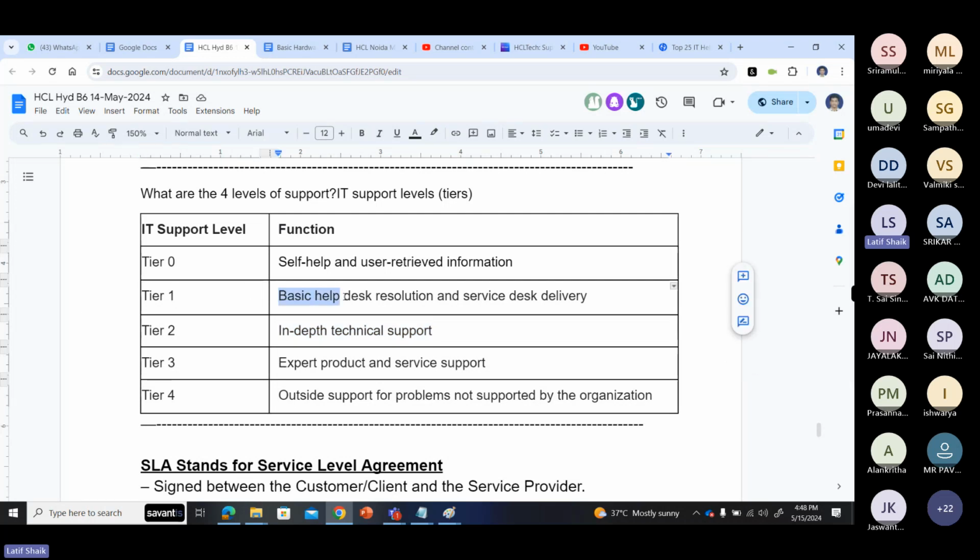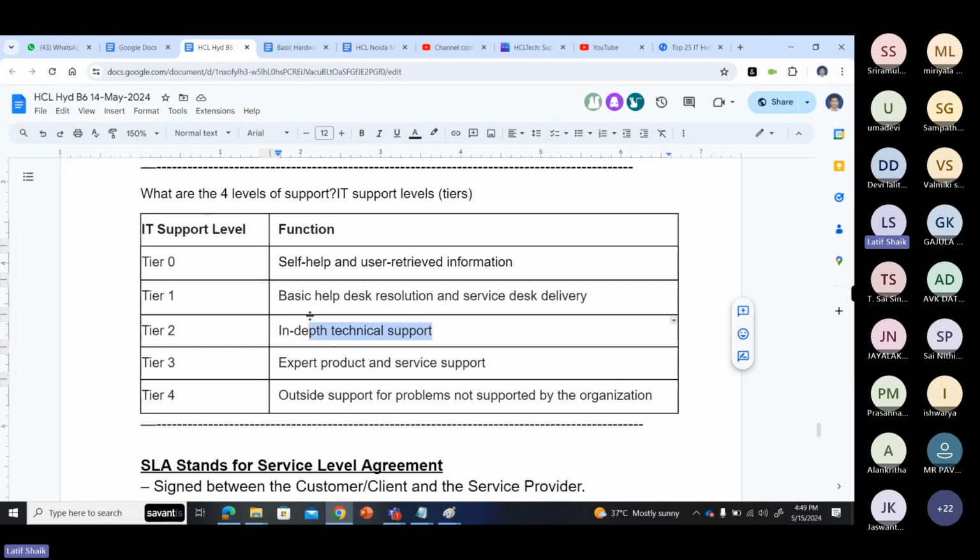Help desk resolutions means they will try to support the customer and also get involved in the service desk deliveries. Level 2 of a service desk requires in-depth technical knowledge. Level 3 is an expert in production services. Level 4 is outside support for problems not supported by the organization, like a consultant. So level 0, level 1, level 2, level 3 are the basic levels of any organization that contains a service desk.